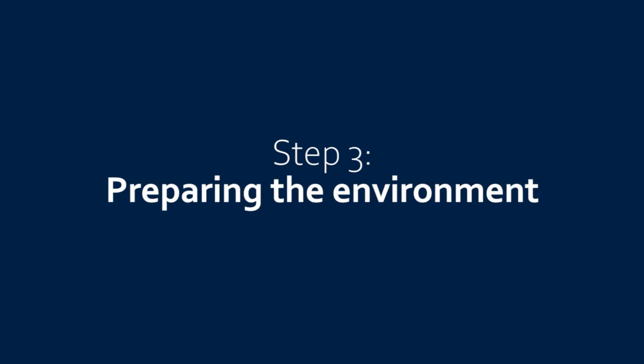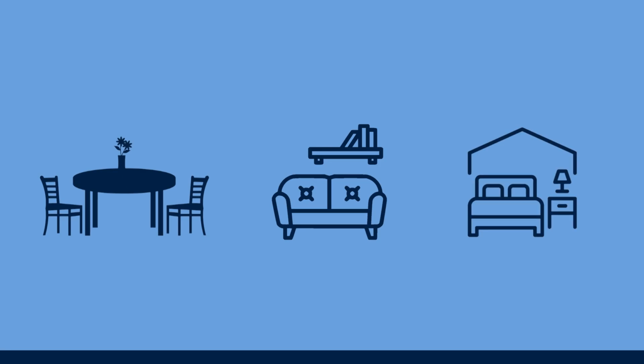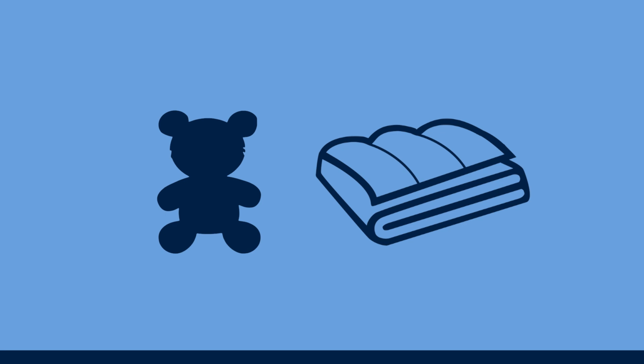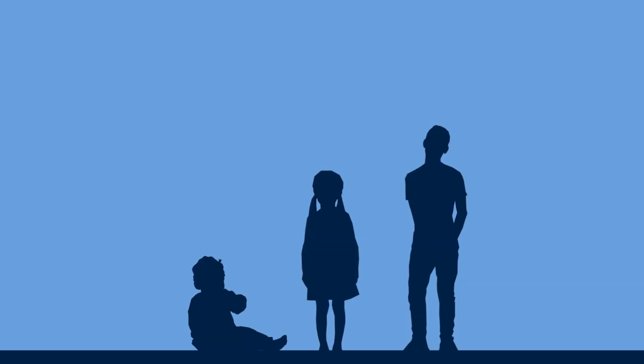Step 3. Preparing the environment. Think about where in the house you want to talk to the children. If they have a special toy or comforter, see if you can have this to hand. If you have more than one child, decide whether you want to tell them together or one at a time. Can younger children be distracted with a TV or a toy, for instance, while you talk to the older sibling?